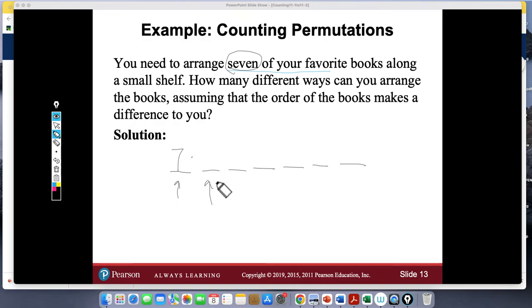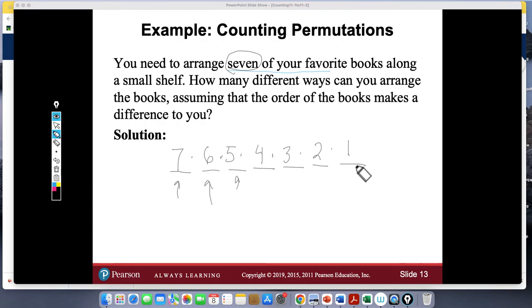So this is kind of like, okay, once I use it, it's done. So now I've got 6 choices. I choose one from the 6, put it there. Now in the third slot, I only have 5 choices. Put a book there. I'm down to 4 choices of books, 3 choices, 2 choices, and then there's the last book. It goes right here, so that's 1 choice.